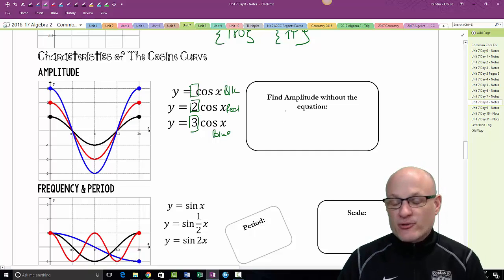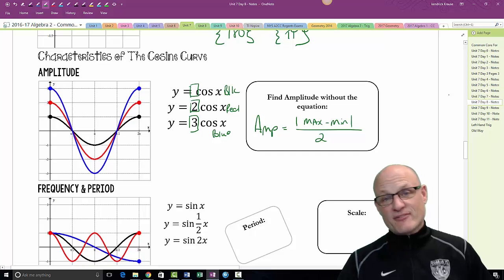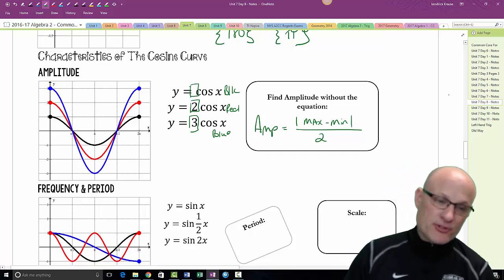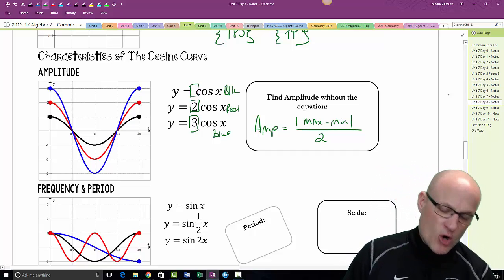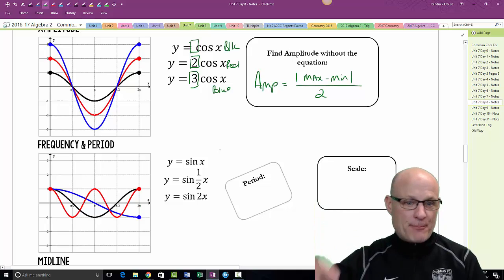How do I find amplitude without the equation? No difference. Amplitude is equal to the absolute value of the max minus min over 2. Why do I have to do absolute value? Well, amplitude is always, always, always positive because it describes the distance it travels up.